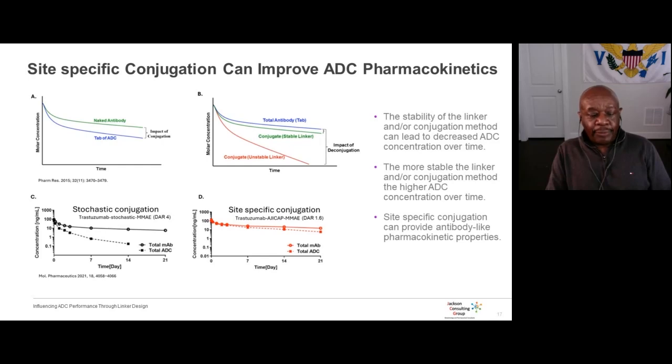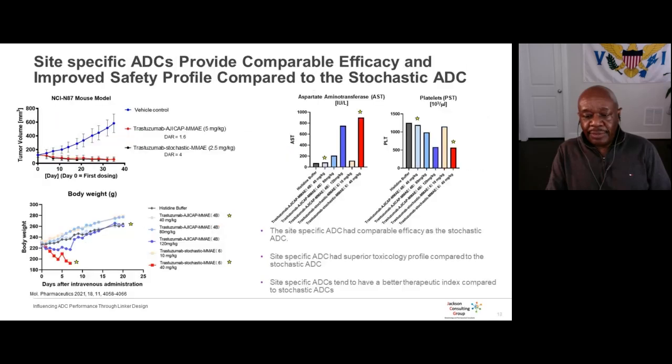The second thing is the DAR, the number of drugs per antibody. With the site-specific, you have a DAR of 1.6. With the stochastic, you have a DAR of 4. So essentially, for half the DAR, you get better pharmacokinetic properties. But how does this translate into efficacy and also toxicity?